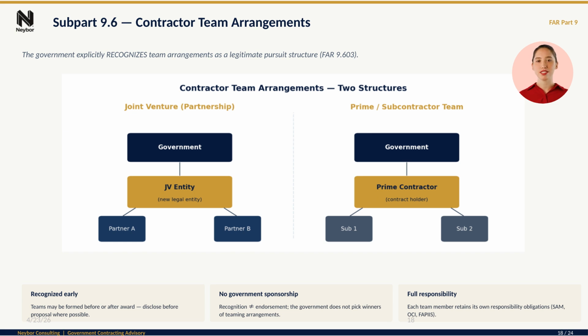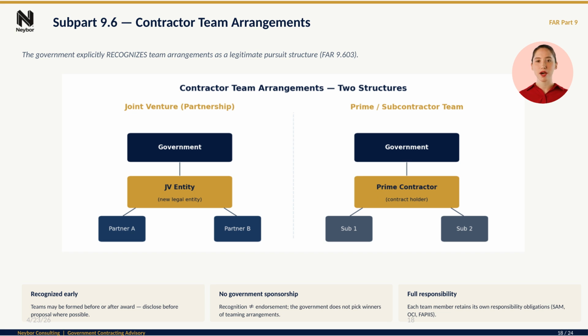Subpart 9.6 addresses contractor team arrangements. The opening policy statement is important. The federal government explicitly recognizes team arrangements as a legitimate way for companies to pursue federal work. There are 2 basic structures, illustrated here. On the left is the joint venture. Two or more firms form a new legal entity that holds the contract, and both partners share responsibility for performance. Joint ventures are common when the scale of the work, the bonding requirements, or the specialized capability mix exceeds what any single firm can deliver.